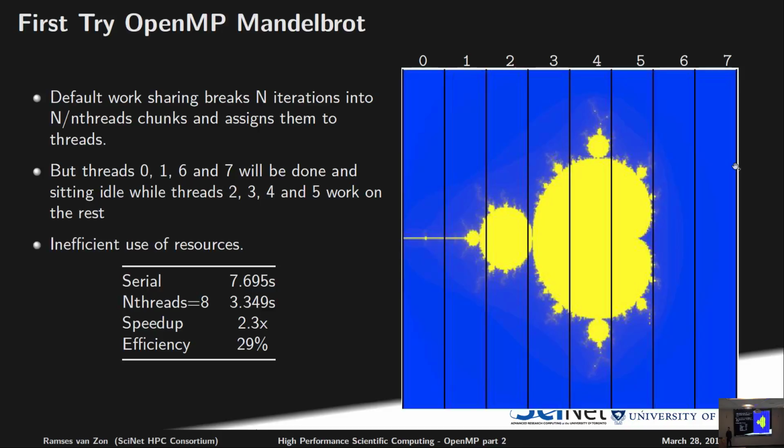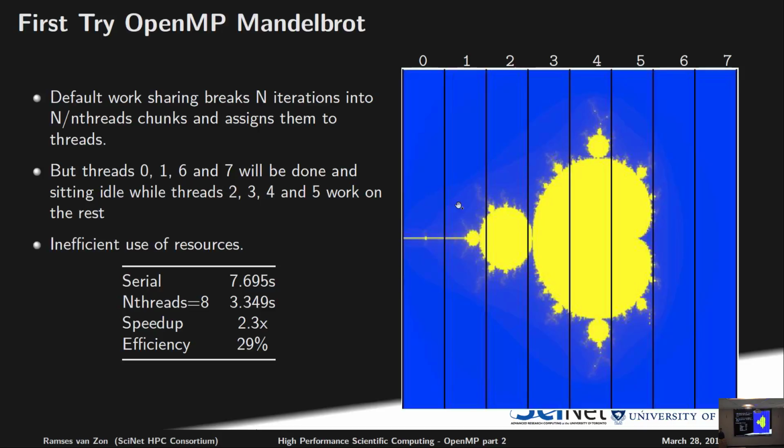So what happens is that 0, 1, and 6, and 7, those threads are going to be done in no time. And then we're just waiting for 2, 3, 4, and 5 to finish. And so that's why the speedup is so bad. Effectively, only about 2.3 times things are done in parallel, rather than 8 times in parallel, because we've divided up the unbalanced work incorrectly.